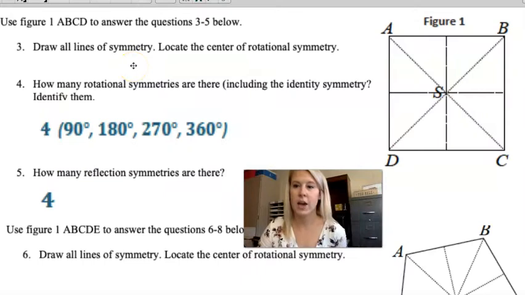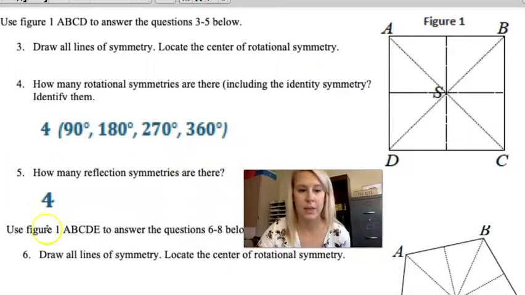So we have a square. For number 3, I wanted you to draw all the lines of symmetry. So here's one diagonal, horizontal, and the other diagonal. So that would be 4 lines of symmetry. So that would be the answer to number 5.